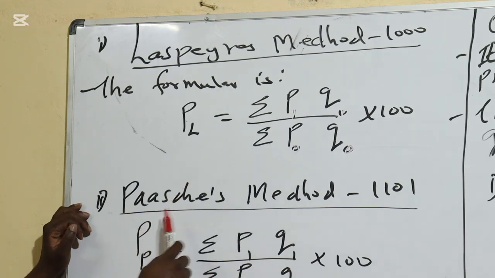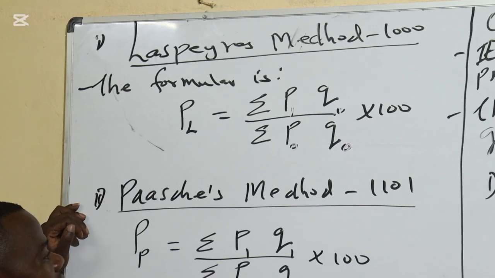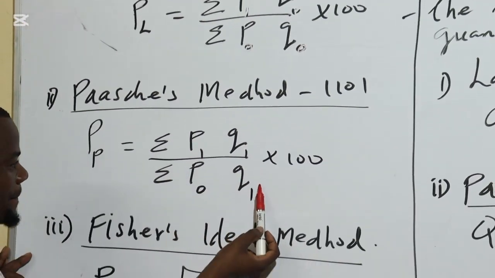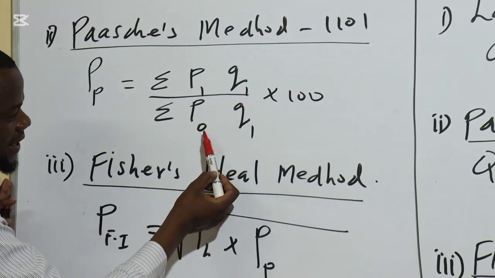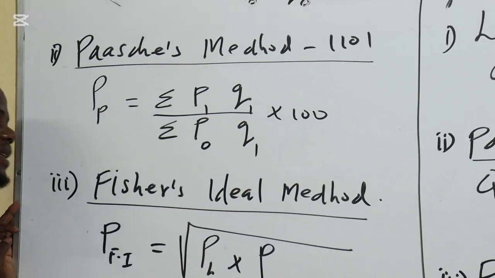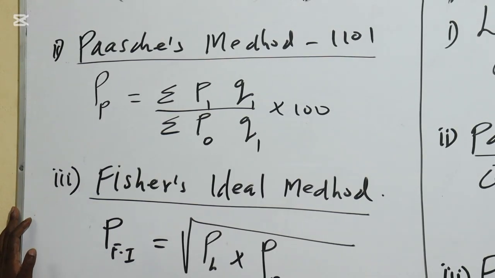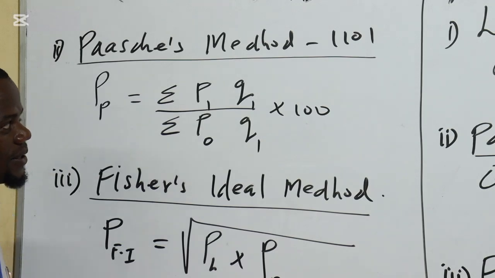Number 2, we have the Paasche method. Price index due to Paasche is summation P1Q1 over summation P0Q1. Then I'm distributing my 100, so you multiply by 100. Remember, P1 is the price at the current year, Q1 the quantity at the current year, P0 the price at the base year, and Q0 is the quantity at the base year.